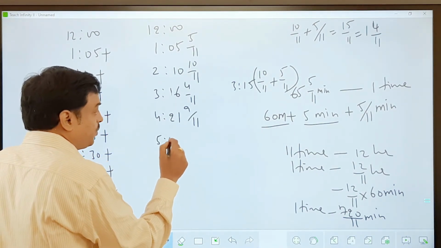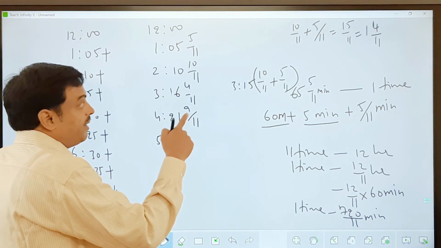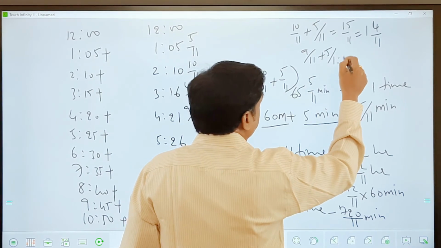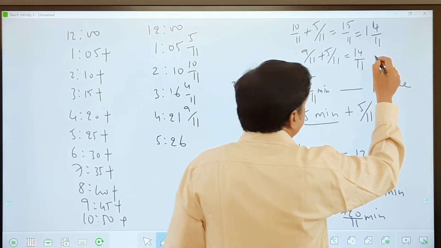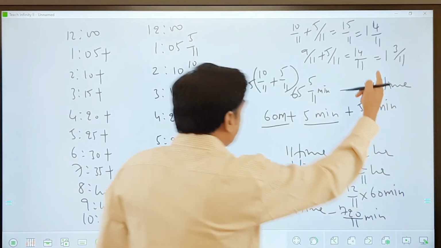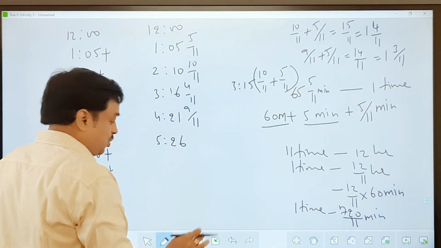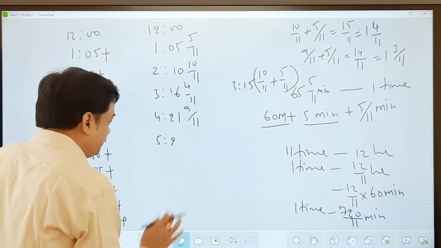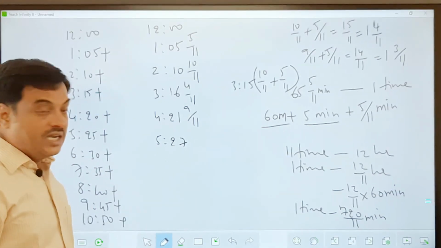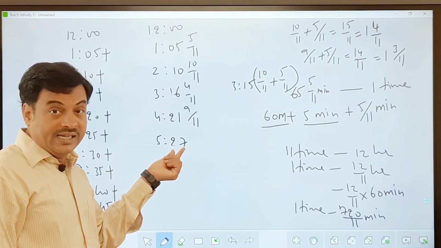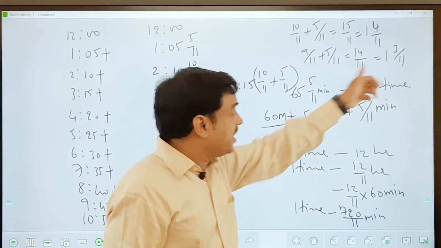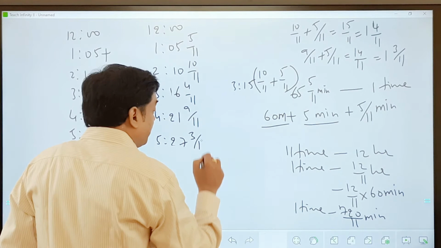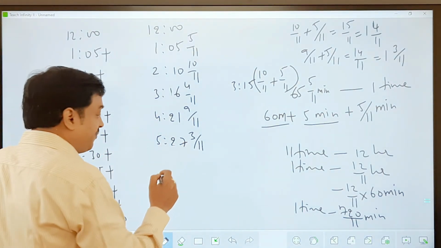And then 5:26, 9 by 11 plus 5 by 11. Here you see 9 by 11 plus 5 by 11 is 14 by 11, and that will be 1 3 by 11. So that 1 minute I added already here. So this has to be 7 instead of 6. So 21 plus 5 is 26. Because of this 1 minute extra, this is 27, and then the fraction part is 3 by 11 over here. And then again add 1 hour 5 minutes.